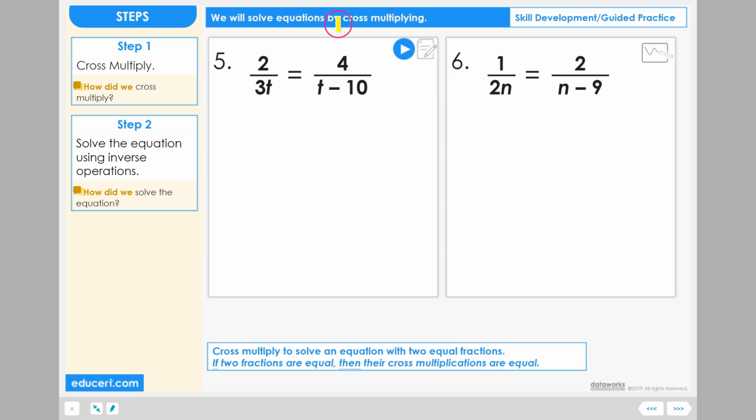Let's solve equations by cross-multiplying. Equation number 5. First, let's check our equation, and we do have that fraction equals another fraction. So we know that when two fractions are equal, then their cross multiplications are equal.